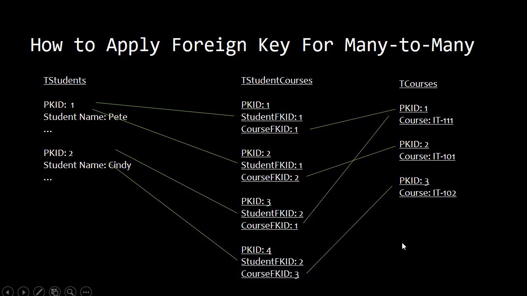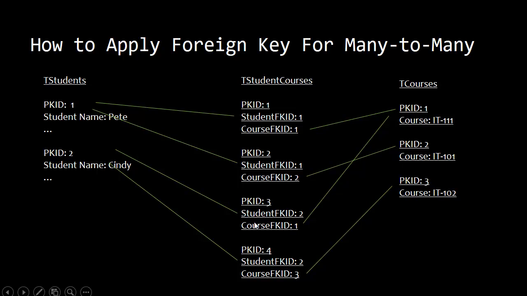Now, what is that telling us? Well, let's look at this. In this case, Pete has taken two courses, right? He's taking FKID1, which is student 1, and he has also taken one here. So he's taken two courses that refer back to Pete taking this course. Does that make sense? Well, what course is he taking? The course he's taking is this, IT 111 and IT 101.